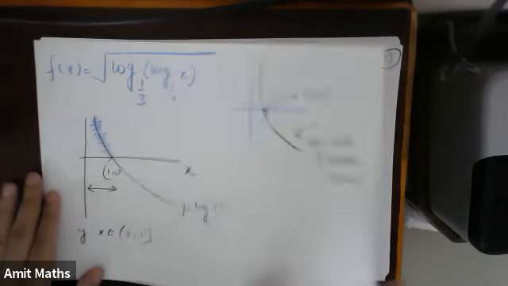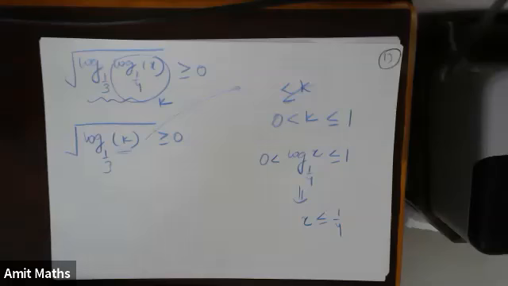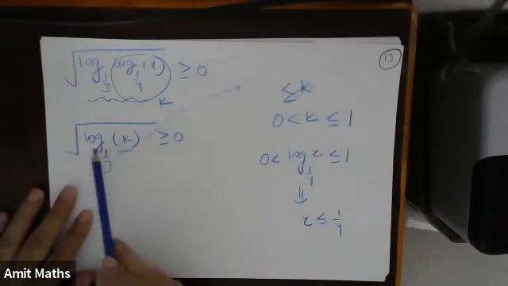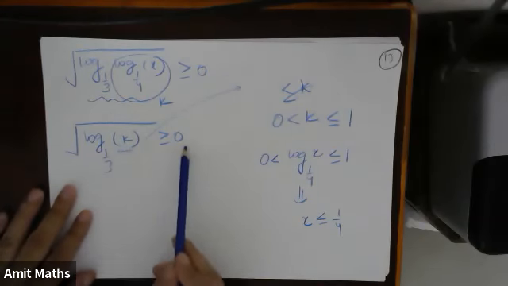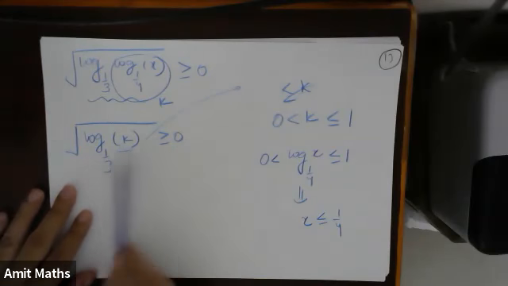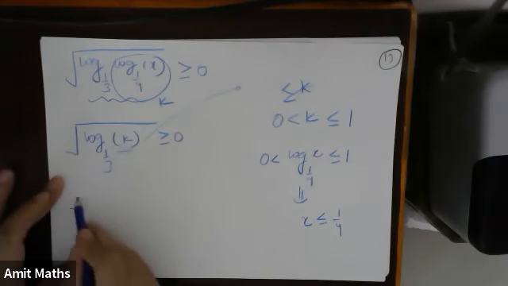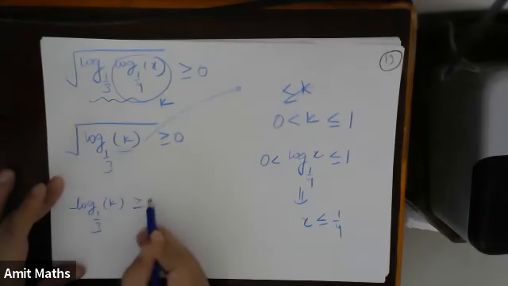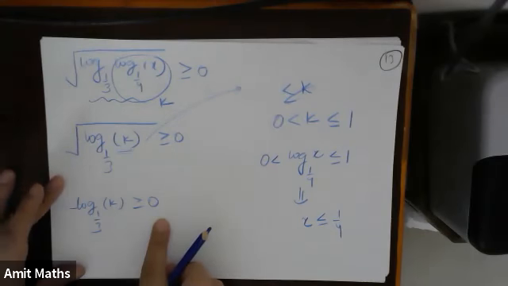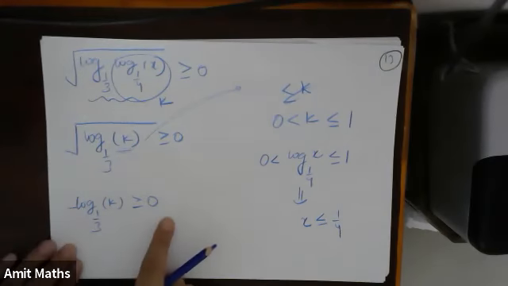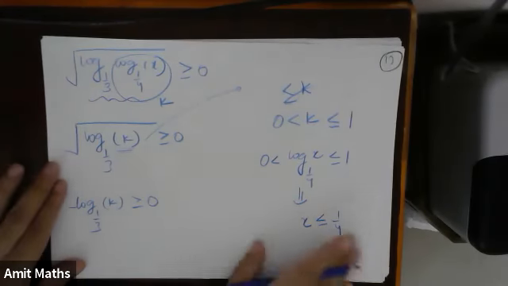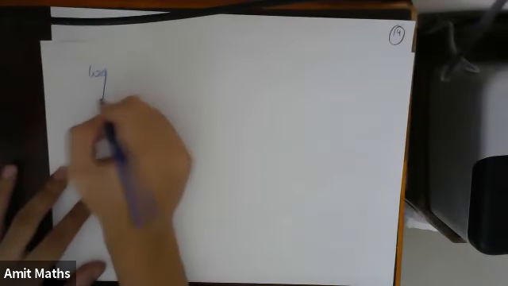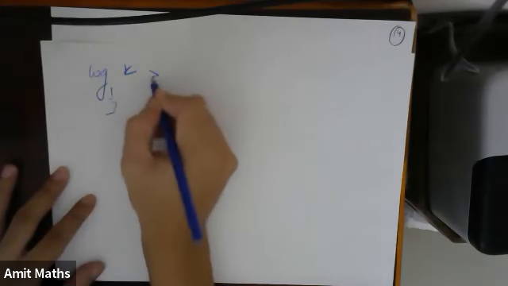Now what I can do is convert the function. I can write the function as log base 1 by 3 of k should be greater than or equal to 0. First thing I can write like this: when log base 1 by 3 of k should be greater than or equal to 0, that means the first part which we can write is log of k base 1 by 3 greater than or equal to 0.